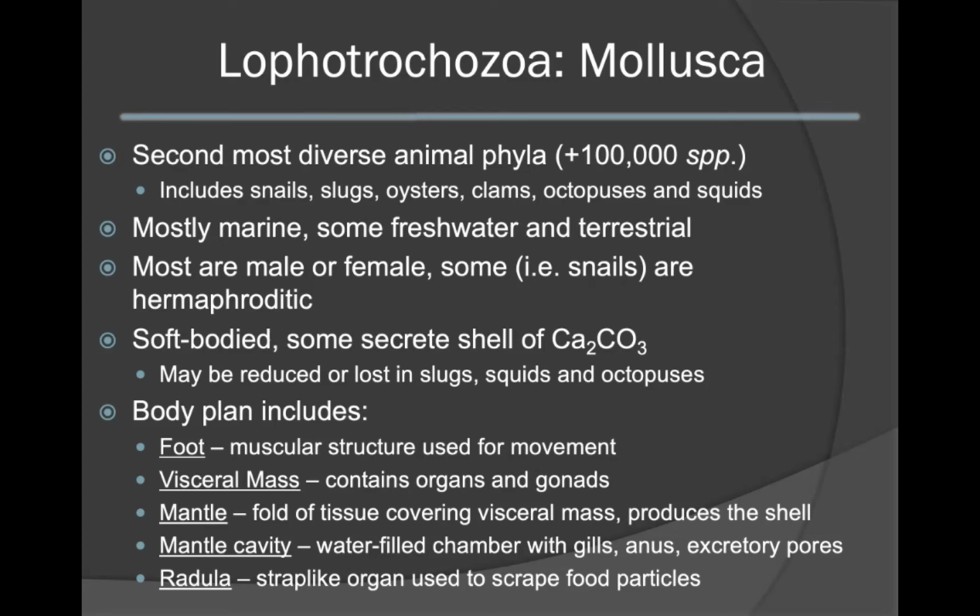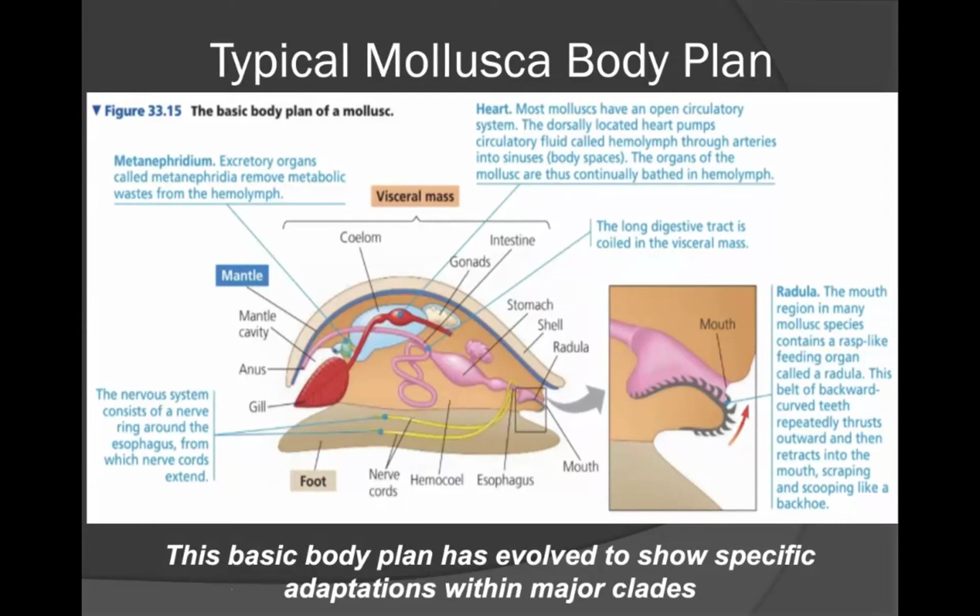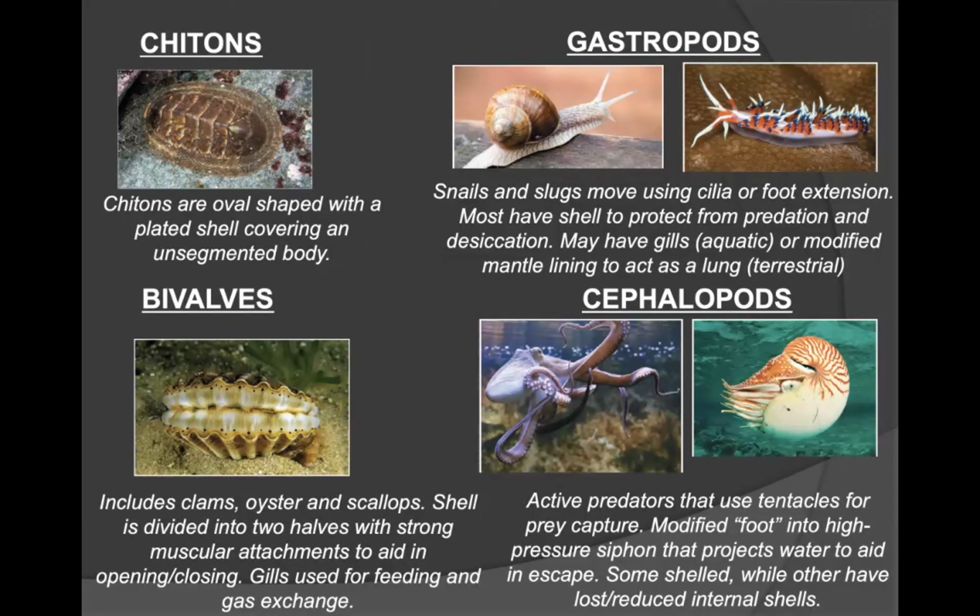Their typical body plan includes these major structures: a foot, visceral mass, mantle, mantle cavity, and radula. Take a look at this image here to see the overall structure of a typical mollusk. Note the presence of a mouth, digestive tract, as well as an anus. Also note the presence of a true body cavity, or coelom. This slide here depicts the major characteristics of mollusks. These include the chitons, gastropods, bivalves, as well as cephalopods.